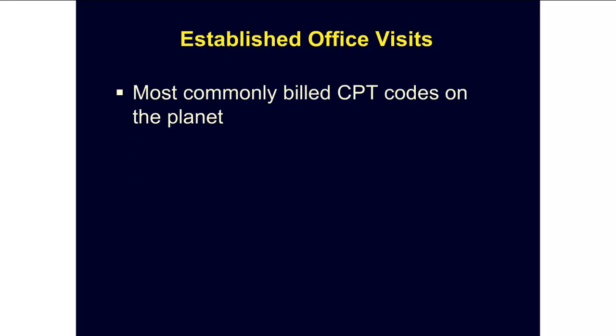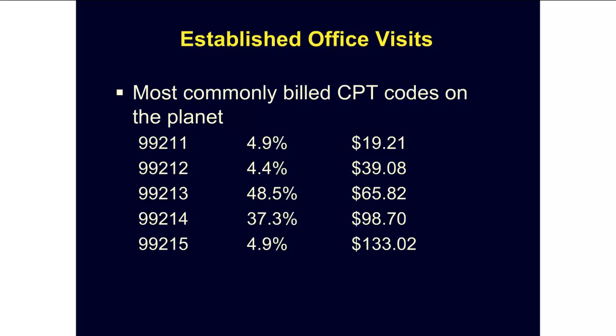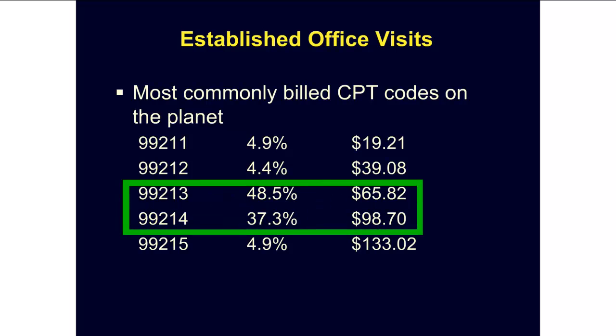Established office visits are the most commonly billed CPT codes on the planet. There are 5 levels of care with a relative reimbursement and distribution of use among internists shown here. As you can see, most of the action takes place between the 99213 and 99214 levels of care.